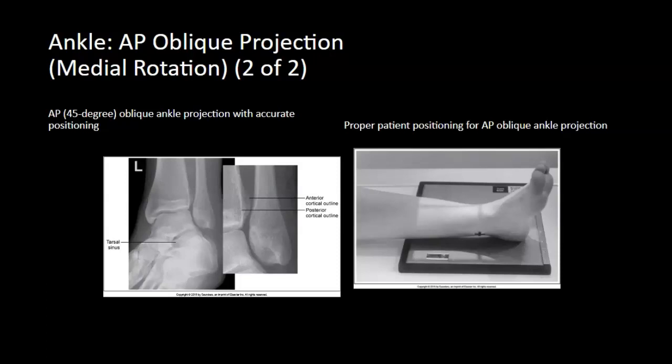In both projections, whether it's the 15 to 20 degree or 45-degree oblique, the calcaneus should be visualized distal to the lateral mortise and fibula, and the distal fourth of the fibula, tibia, the talus, and the surrounding ankle soft tissue should be included within the exposure field.